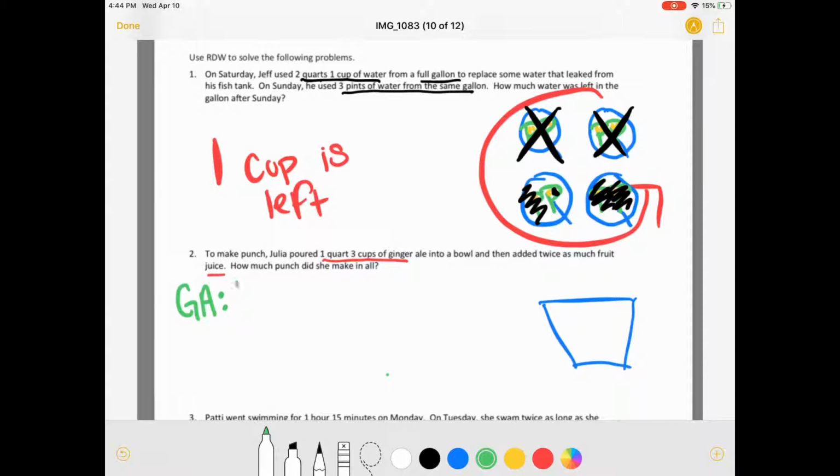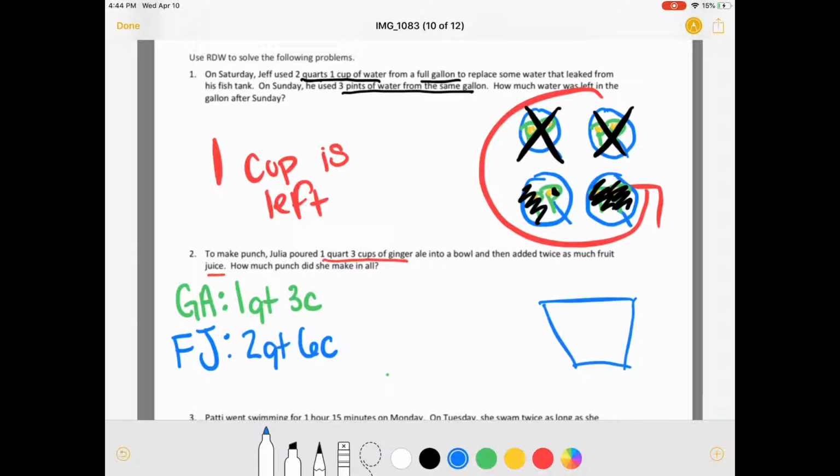And I have twice as much fruit juice. Well, I really don't even have to add that or multiply that out. I can almost do that in my head. If it's twice as much, instead of 1 quart, I'll have 2 quarts. And instead of 3 cups, I'll have 6 cups.